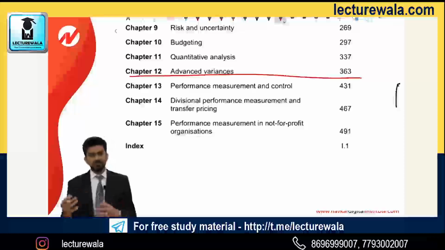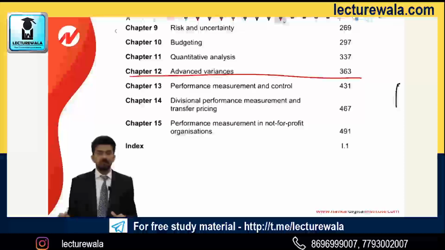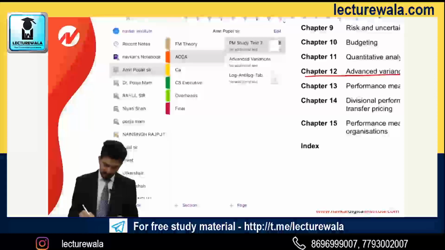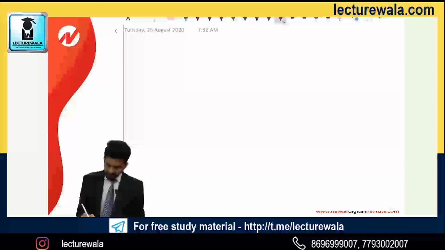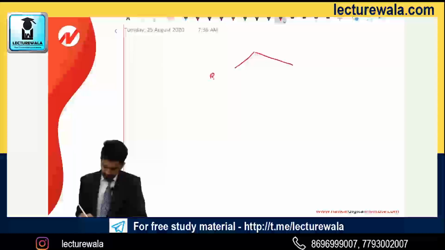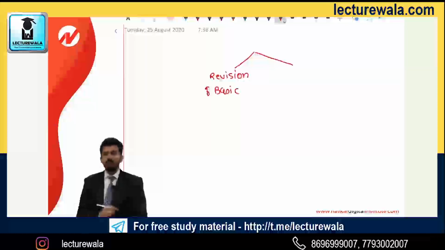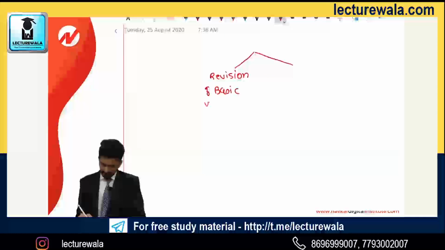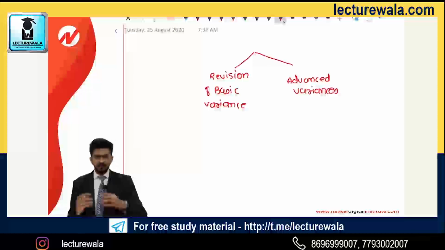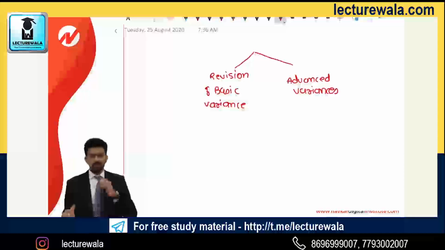But even when we look at the text of this particular chapter, they are also dividing this chapter broadly into two parts. Let me come over here on my notepad. They have divided this chapter into two basic parts. One is what they call revision of basic variances, that you might have studied in your earlier level. Revision of basic variances. And then comes advanced variances. So there are two parts to it: revision of basic variances and advanced variances.